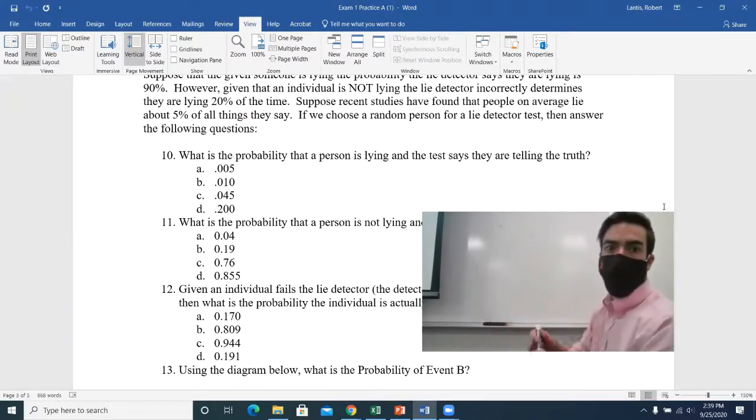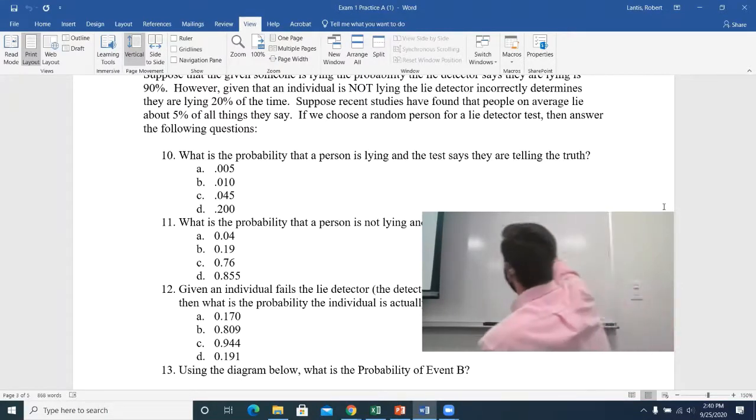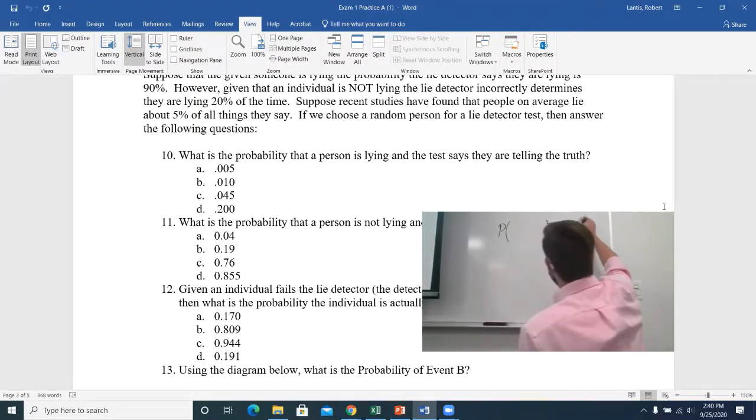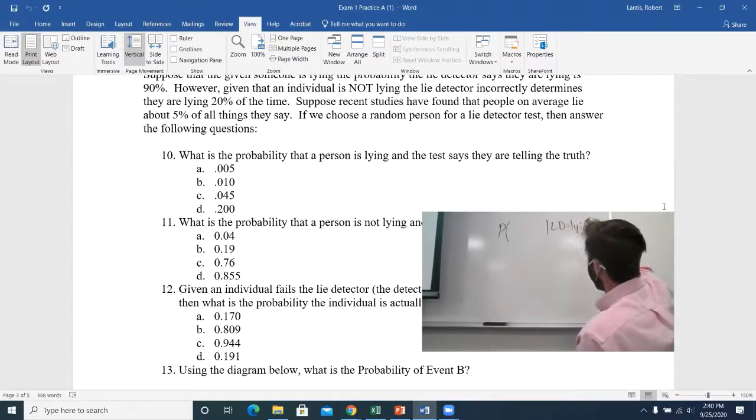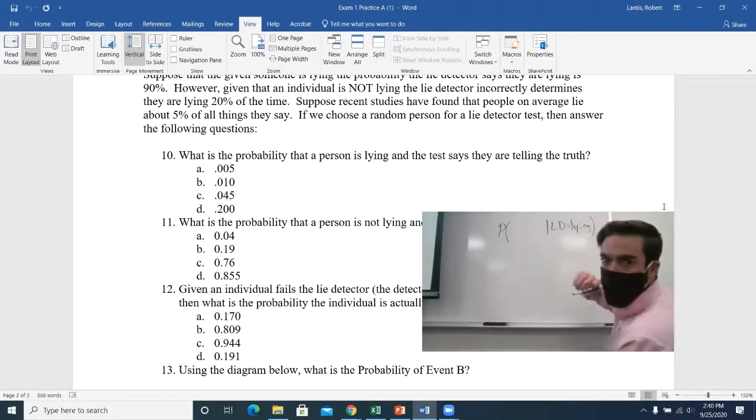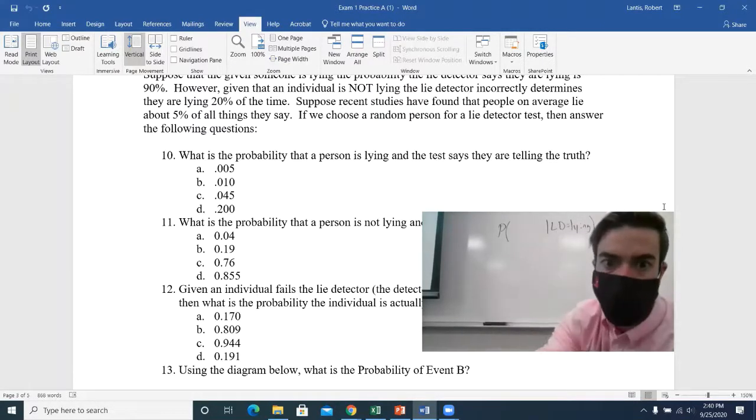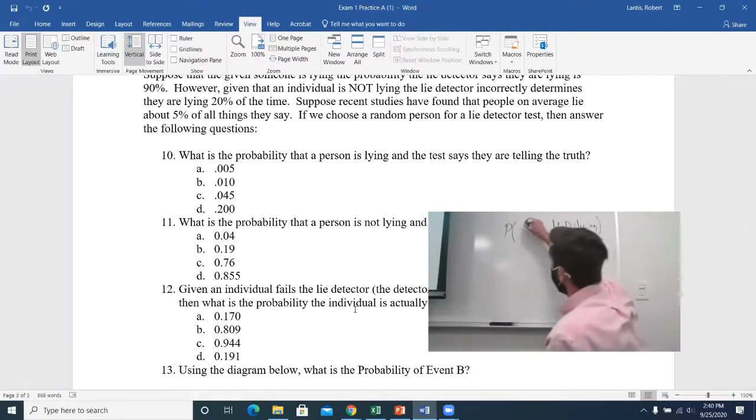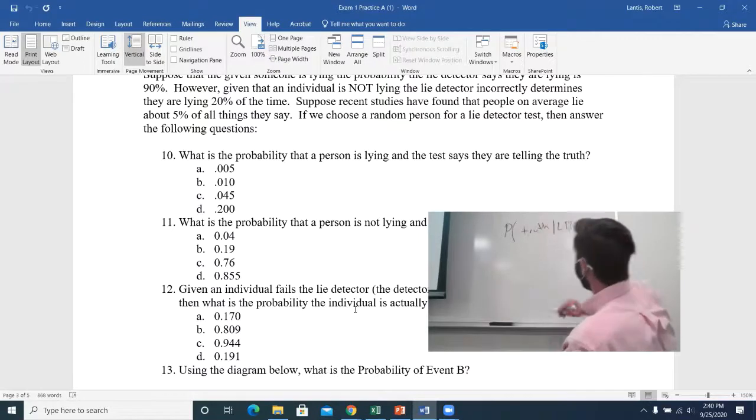So I'm told, given that someone fails the lie detector test, so given that the lie detector test says they're lying, what's the probability that they're actually telling the truth? I think that's what it is. Yep. So what's the probability that they're actually telling the truth?